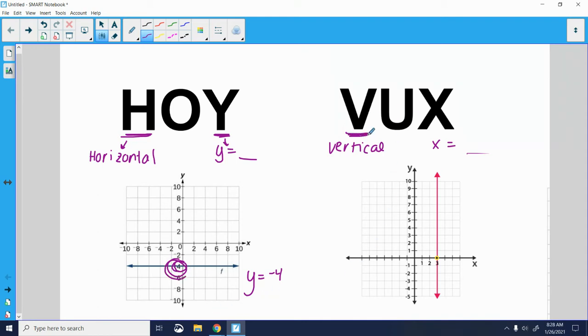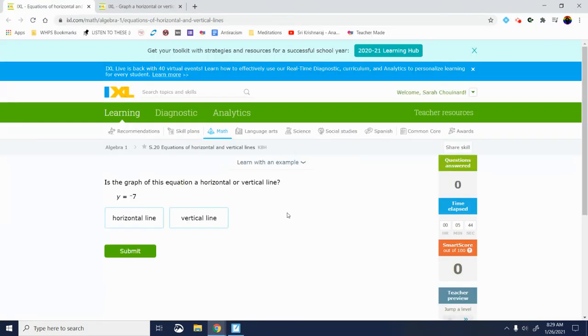The V in VUX stands for vertical, and vertical lines have equations that are x equals. So in this case, I have a vertical line going through x equals 3. So my equation is x equals 3. The O and the U in HOI and VUX also stand for something, but we are going to wait until tomorrow to talk about that. So let's look at a couple examples on IXL.